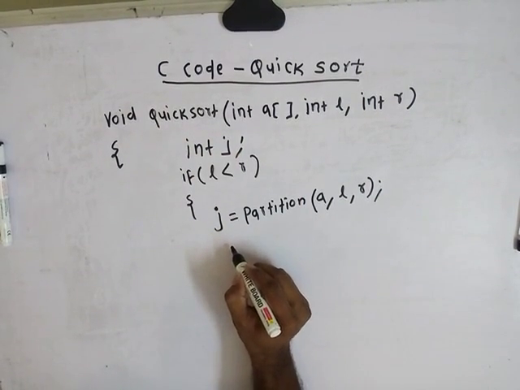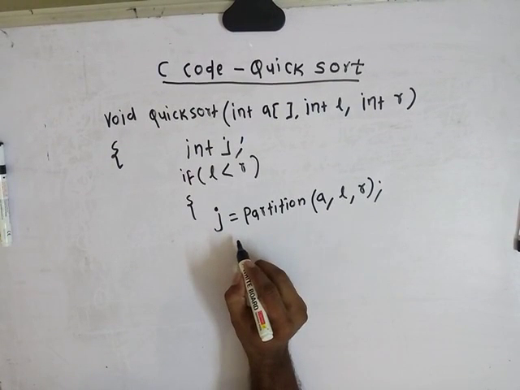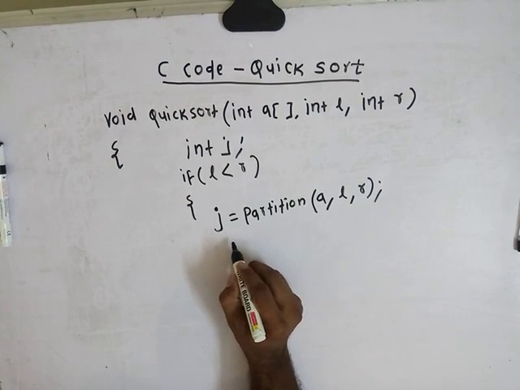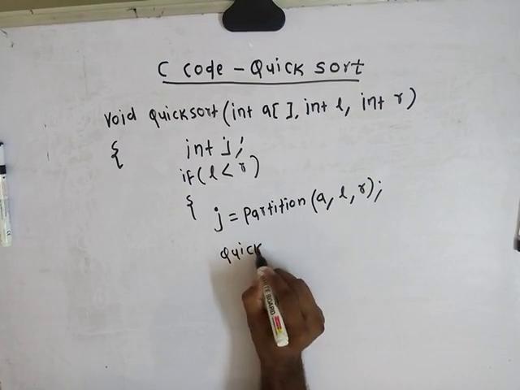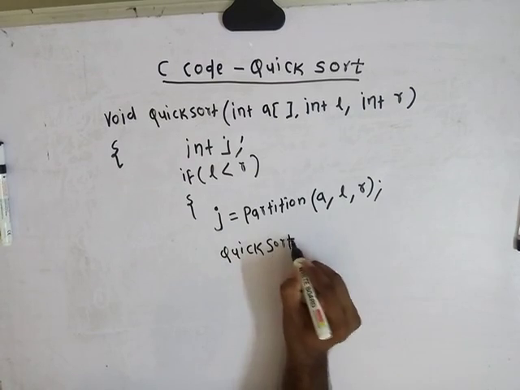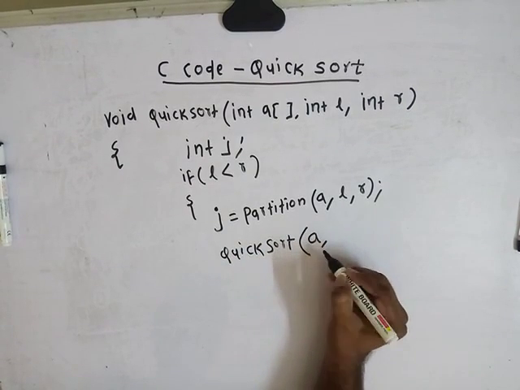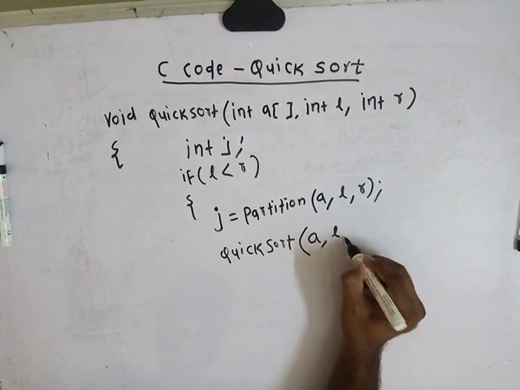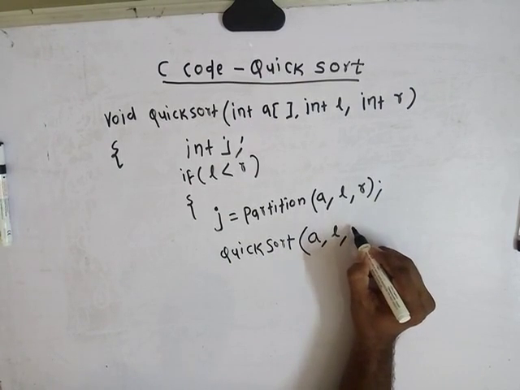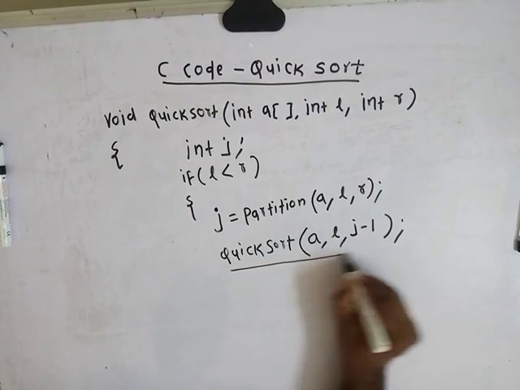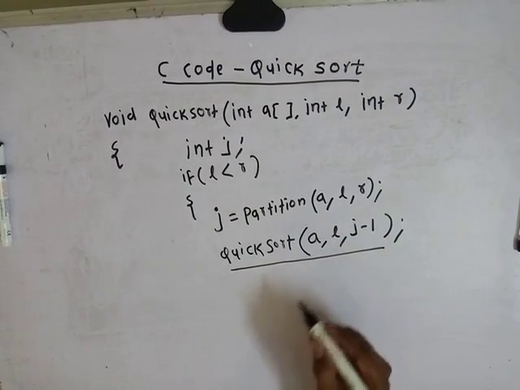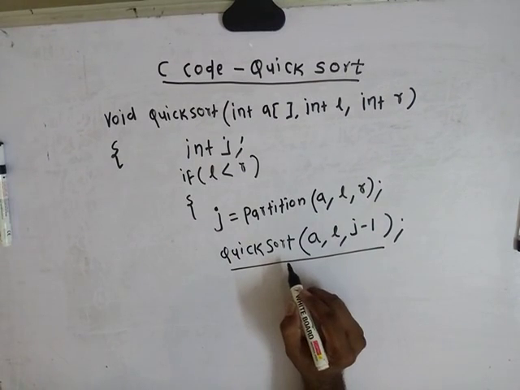So now I have the partition of the array such that there are lesser elements in the left part and greater elements in the right part. So now I'll call the quicksort procedure on the left part. Same quicksort procedure I'll call on the left part of the array. Array is same, A. It is starting at L and the left part is ending at j minus 1. So this recursive call to the quicksort function will give us left part sorted.